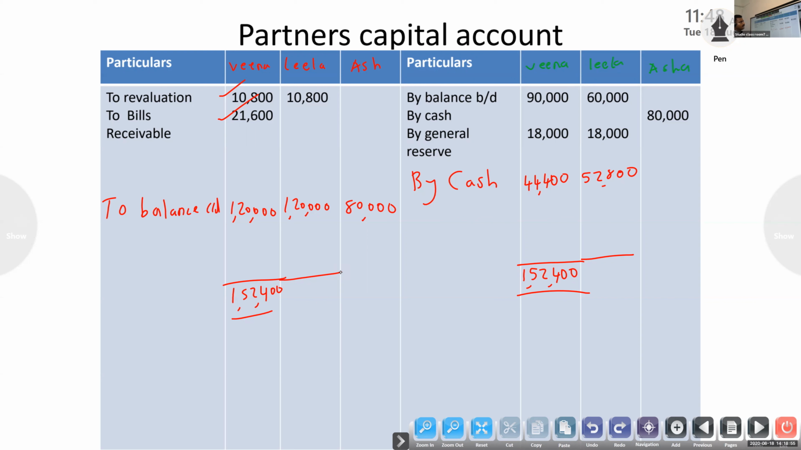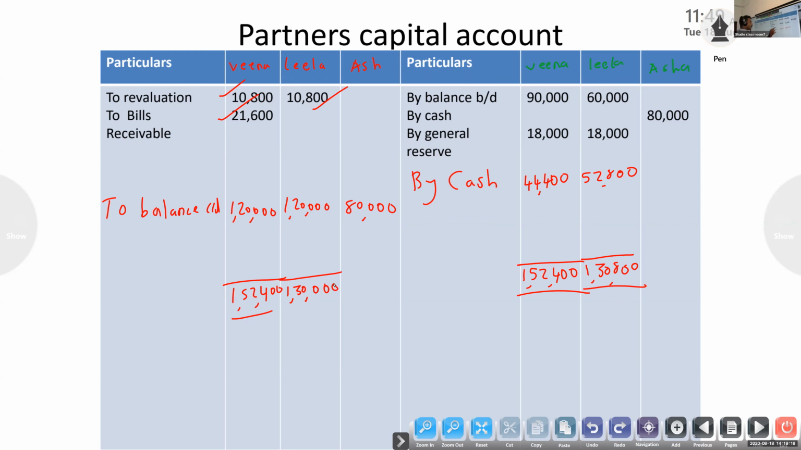$78,000. 1 lakh. Yes, 1 lakh. 30,800. 1,30,800. Is it correct? 1,30,800 minus 10,800 is 1,20,000. Okay. So one thing you have to remember, if it is this method, it will be easy.